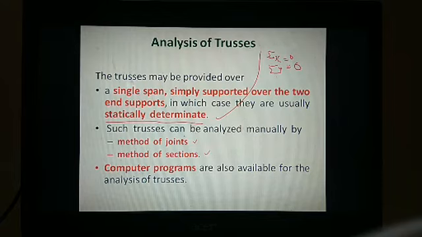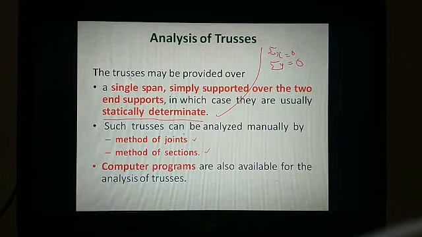Sir, is a member said to be in compression or tension decided based on external forces or internal forces? See, external forces are the forces which are going to act on the member. Based on the external force, you need to calculate the internal resisting forces. That internal resisting force will decide whether it is a compression member or a tension member.